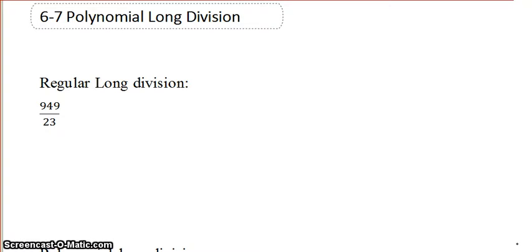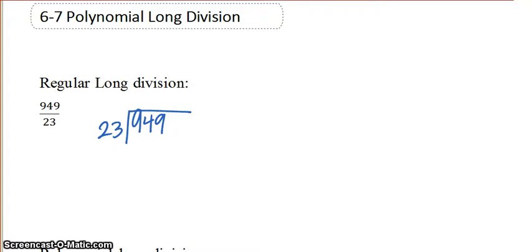So for regular long division, if we are trying to divide 949 divided by 23, we're going to set it up like this. I'm going to do a bunch of color changes. Okay, so we're going to do 949 divided by 23. That's how you write it. You write the top part of the fraction inside and the bottom one outside, okay?